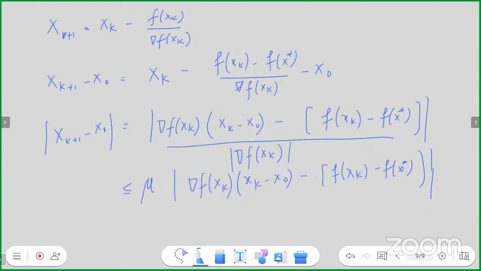Okay, so instead of x0, we should have taken x star. That's what I really wanted. Nothing is wrong here, just 0 should be replaced by star. X star here, x star here, x star here.